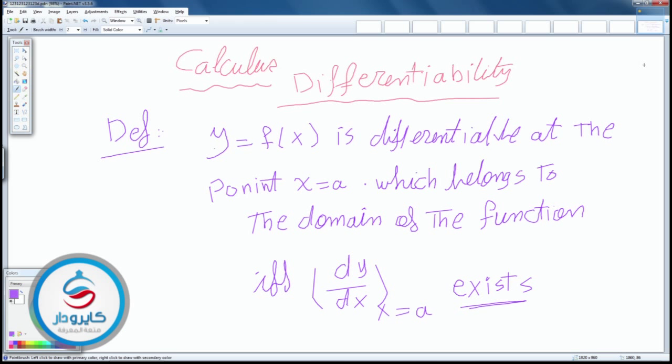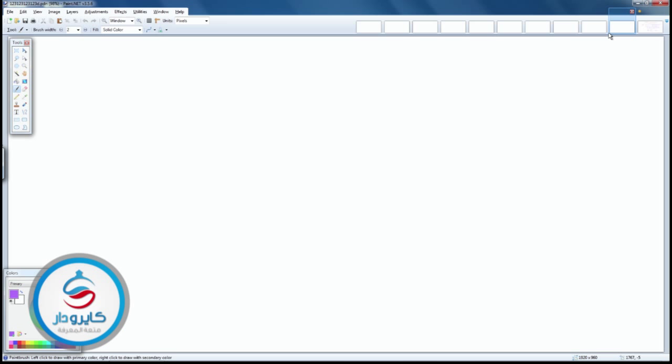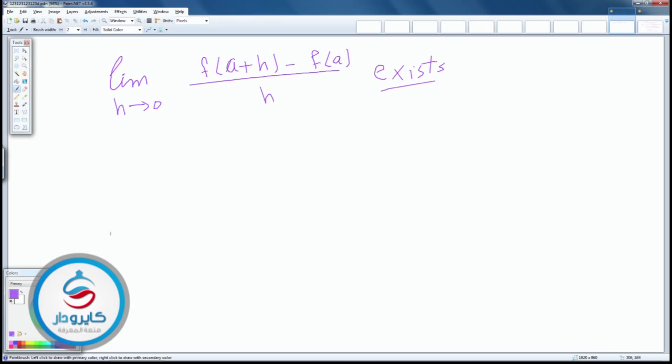يبقى الفانكشن امتى بنقول عليها differentiable عند بوينت معينه؟ لو قدرنا نجيب الديريفيتيف بتاع الفانكشن عند البوينت دي. طيب نخلي بالنا: limit h tends to 0 f of a plus h minus f of a over h ده exist. هو ده نخلي بالنا منه جدا، الفورم اللي احنا هنشتغل عليها: limit f of a plus h minus f of a over h لما h tends to 0.